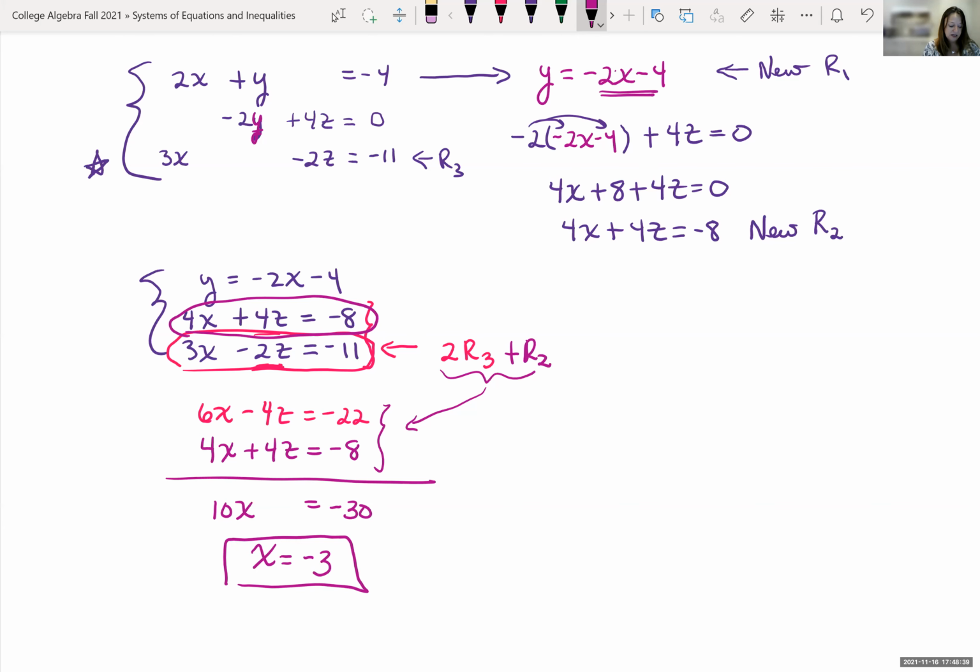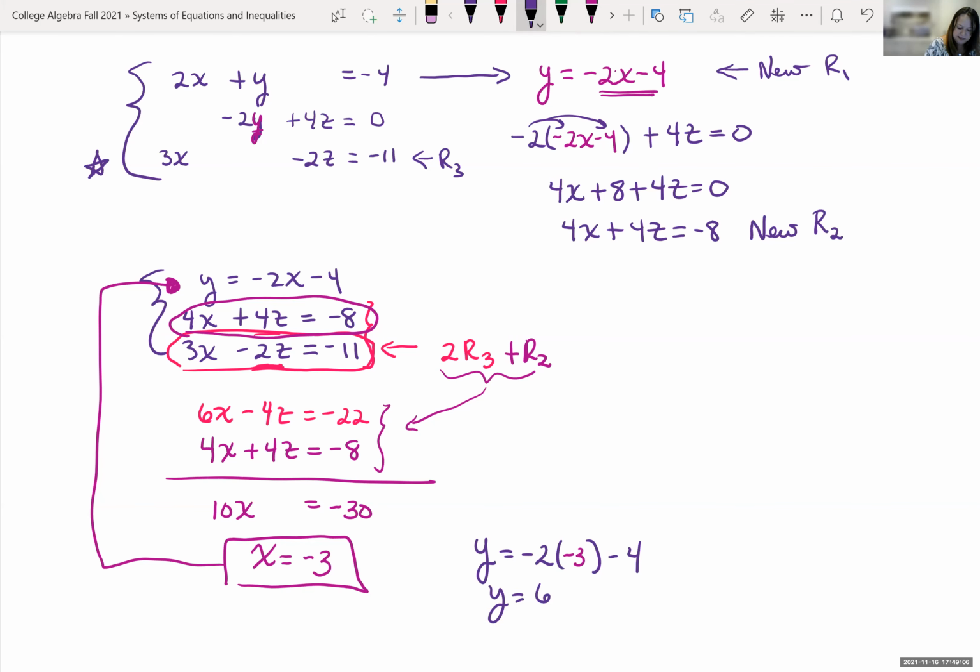And so we want to go in and figure out what y is and what z is. There's a couple ways we can do this. We can do back substitution. So I notice right away, if I plug this back into my first equation, we could figure out what y is. So we know that y is equal to -2 times x, which we just found, minus 4. So we get y is equal to 6 minus 4, or y is 2.